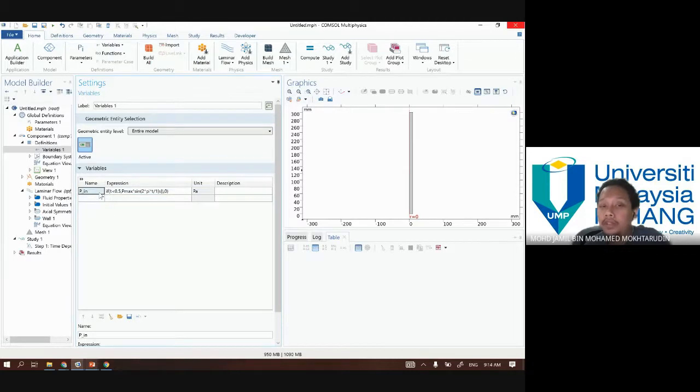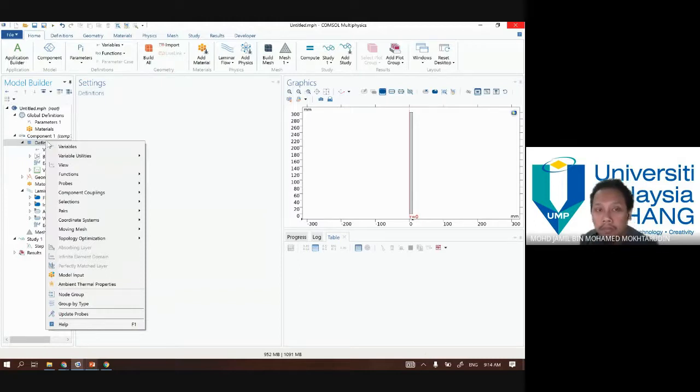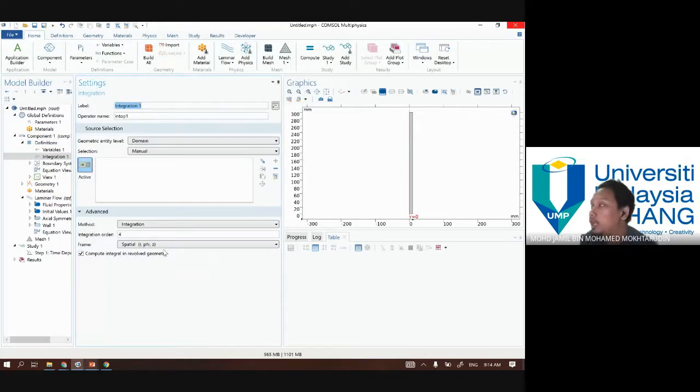After you define your P inlet, then we can define some other things. In the tutorial, it defines some integration. So we go to definition, component couplings, integration, and then we choose the bottom rectangle here.